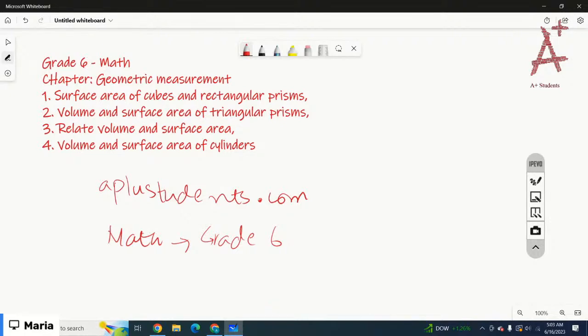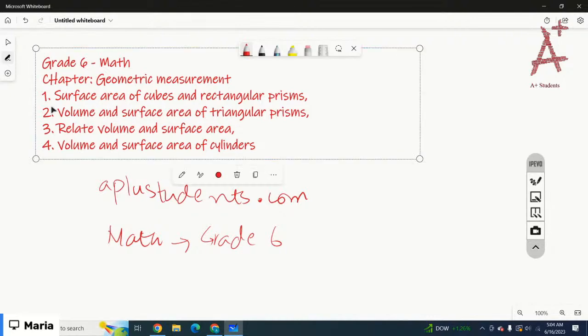We're going to start with the chapter geometric measurement, and the lessons we're going to cover today are surface area of cubes and rectangular prisms, volume and surface area of triangular prisms, rate volume and surface area, relate volume and surface area, volume and surface area of cylinders. So let's just start with the first lesson.